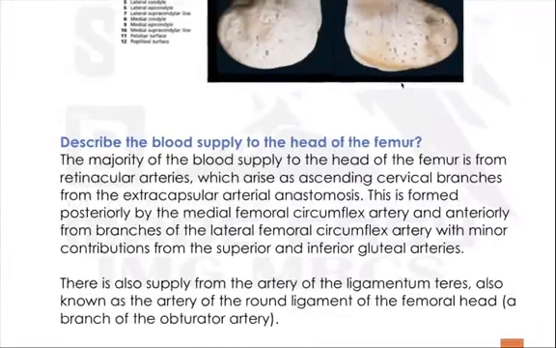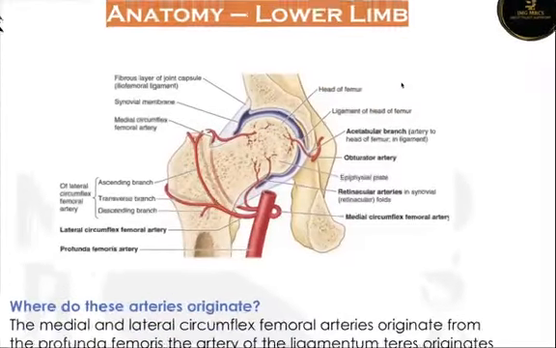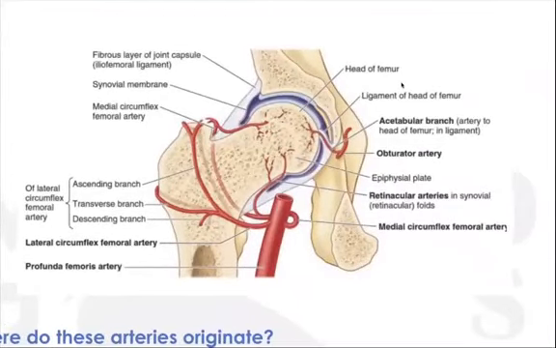Next is the blood supply of the head of the femur. So as all of you said, the femoral artery will be originating from the external iliac, right? Then the femoral artery will be giving rise to the profunda femoris artery. This is the profunda femoris artery. The profunda femoris artery will give 2 branches. One is the lateral circumflex, and another one is the medial circumflex femoral artery.